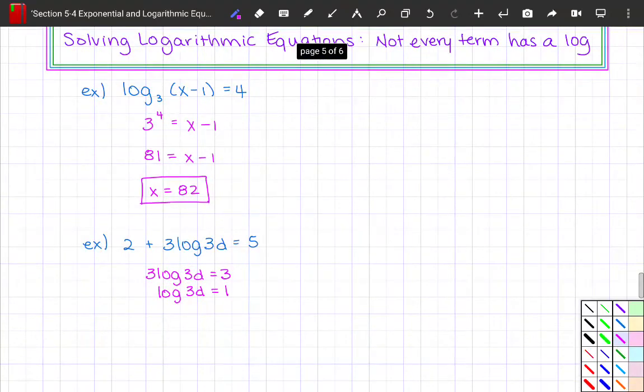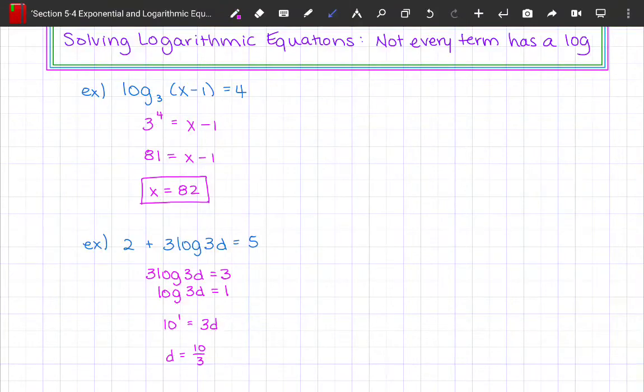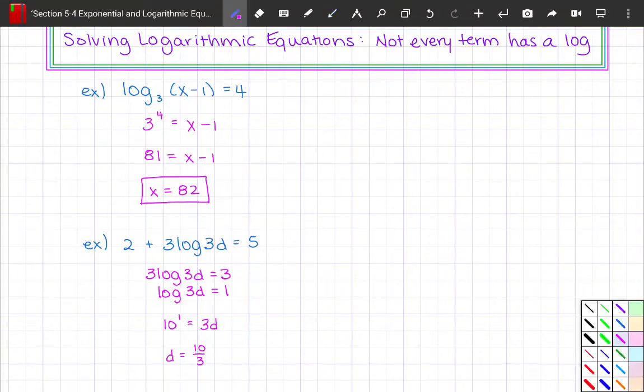And now we can go ahead and rewrite it as an exponent. Remember, this is a common log. The base is not written, so it's implied that it's a 10. So 10 to the 1st power is 3d. And then we can just divide, and we get 10/3 for d. And again, if we just double check, we can see that this will not make this argument negative. It's a keeper. So that's the idea with these.